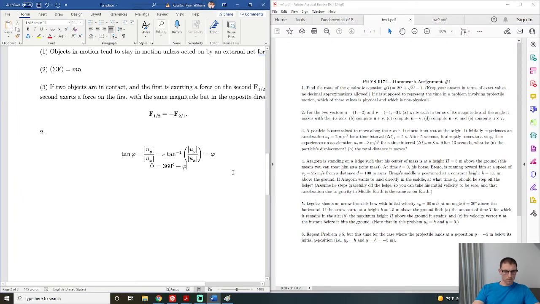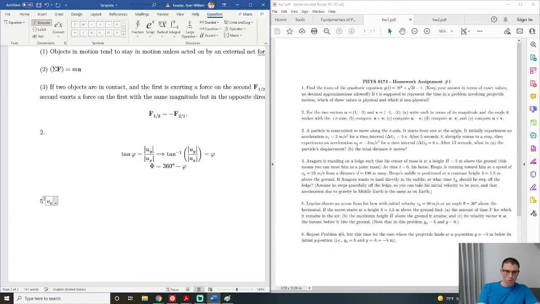Let's do number 5. Remember that what I want to do is make sure that everybody who's looking at my work understands what I'm calling things. So I'm just going to go through and do the symbolic stuff really quickly. We have the initial speed is 90 meters per second. The angle is 30 degrees.